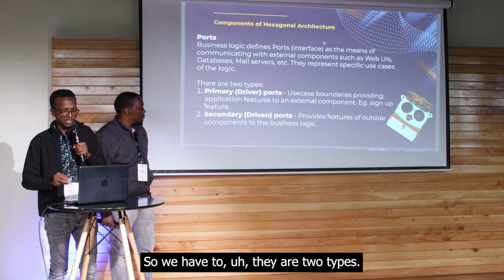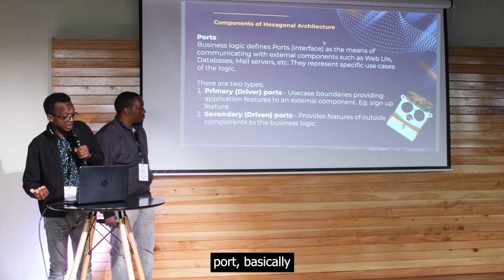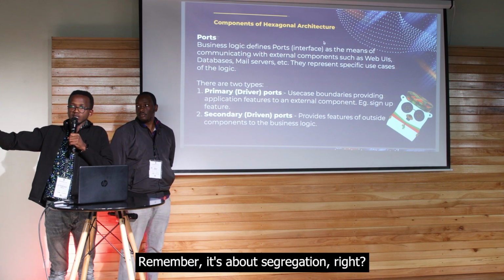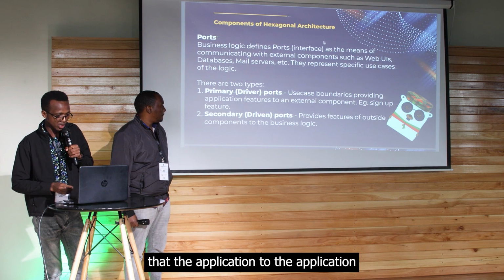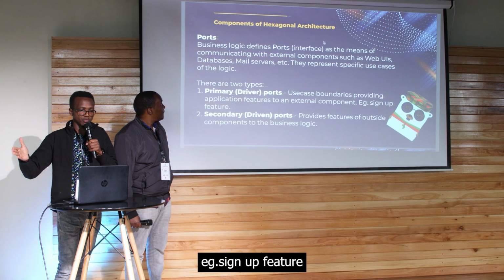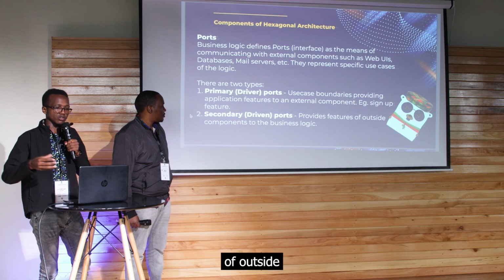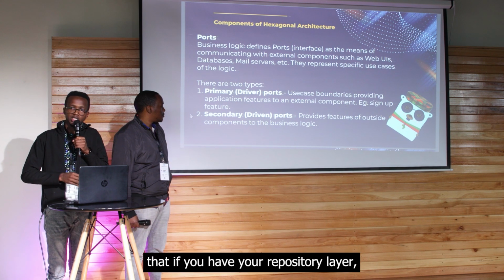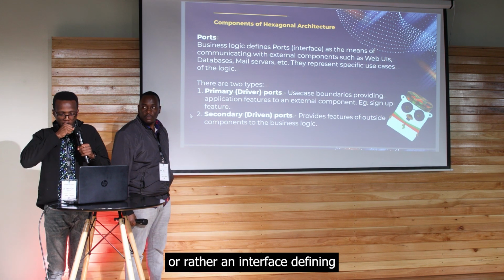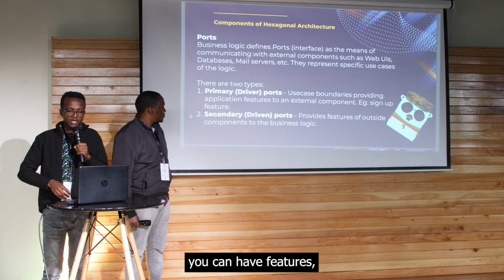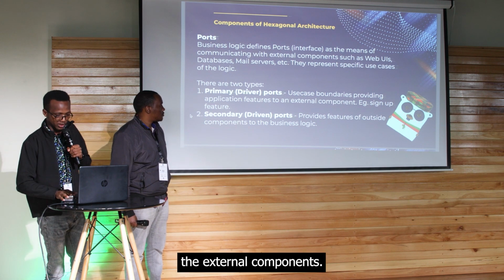So there are two types. Just like the adapters, we have the primary ports. Basically, it contains the boundaries. Remember, it's about segregation, right? So it defines the boundaries of the application to an external component, e.g. sign up feature, as an example. We also have the secondary ports, which define the features of outside components to the business logic. In the sense that if you have your repository layer, you can have methods, or rather an interface defining how your core will talk to the external components.